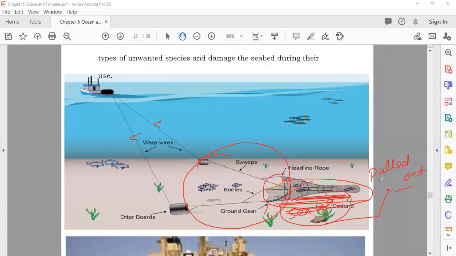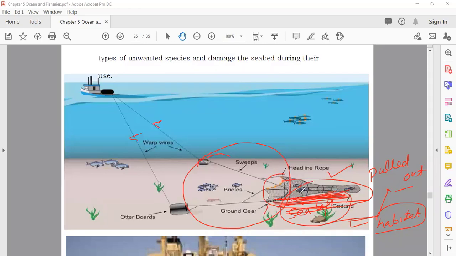I told you that even the seabed is a habitat for a lot of organisms. So one of the disadvantages of using the trawl net is that it disturbs the seabed, and that seabed can be a habitat for different organisms. That is the main disadvantage of this one.